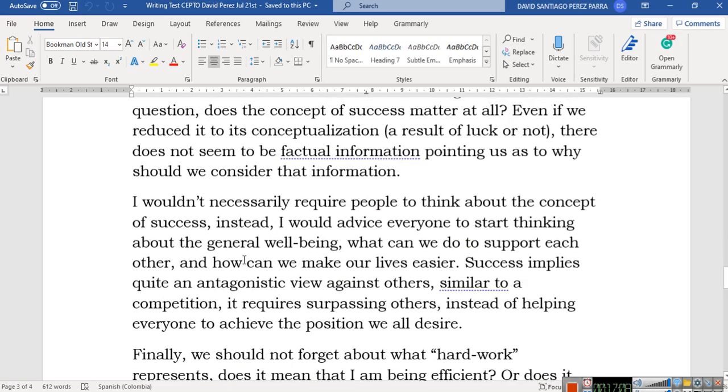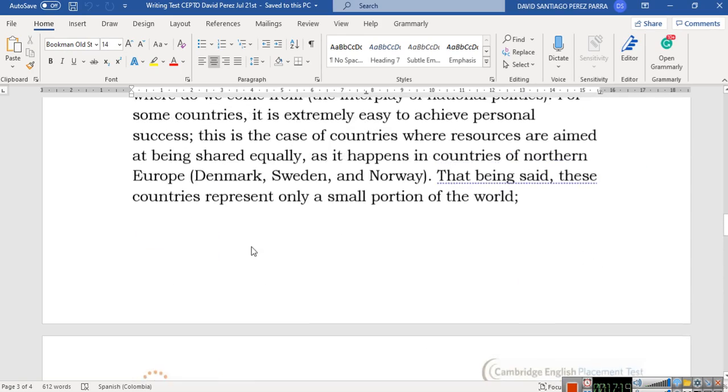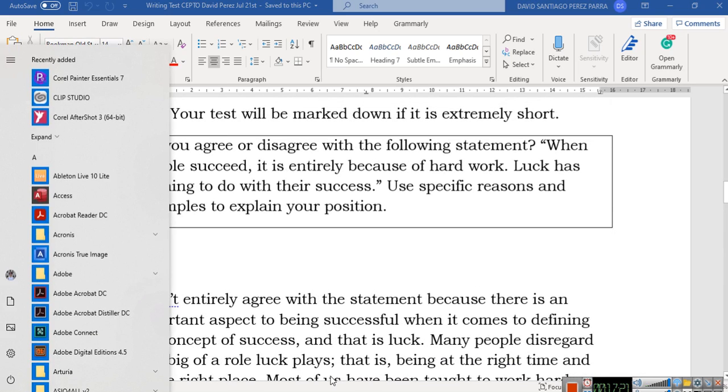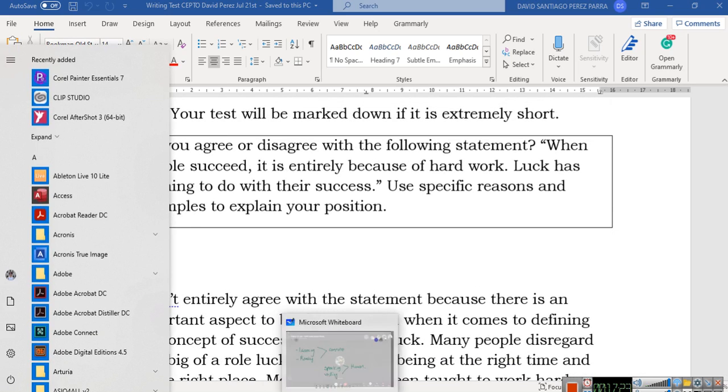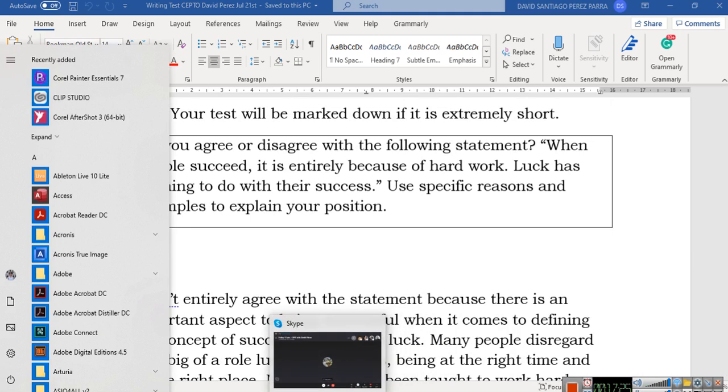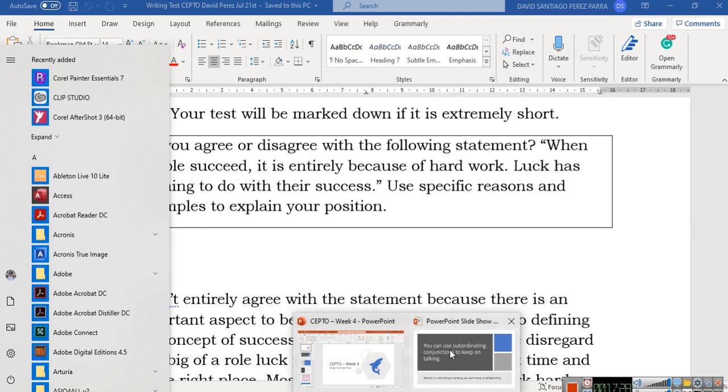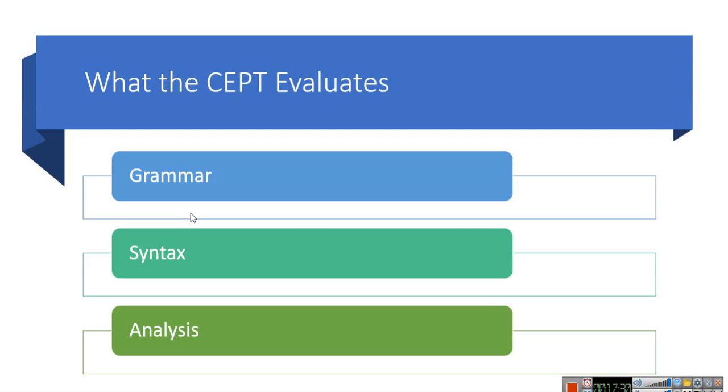If you want to talk about your family, about the war in Colombia, about the politics in the United States, do that, because that's going to give you a higher chance of getting a higher score. And that is the writing exercise of the CEPTO. So we're talking about subordinating conjunctions because you need to write as much as you can as well. What does the CEPTO evaluate? It's going to evaluate grammar, syntax, and analysis.